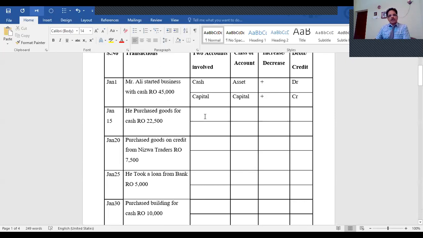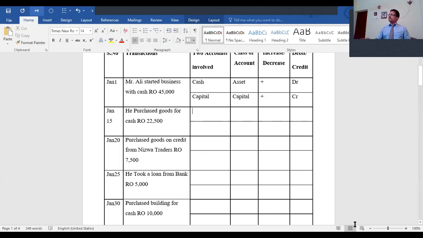He purchased goods for cash. Here you have to understand, whenever you purchase goods, goods means the things in which the business is dealing. If you are a furniture merchant, furniture is goods. If you are doing a mobile shop or electronic appliances, as an electronics dealer, buying electronics is goods. If you are a vegetable merchant, buying vegetables is your goods.